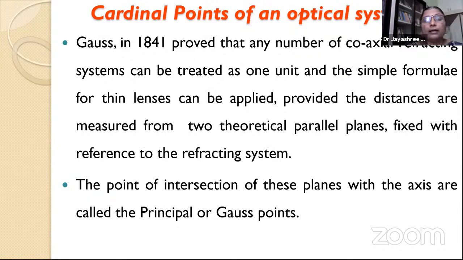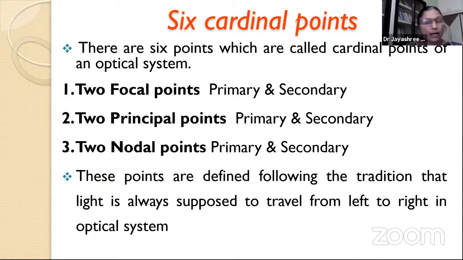And see here, in general, there are 6 cardinal points. What are those? 2 focal points, then 2 principal points, and then 2 nodal points. Amongst the 2 focal points, there are the primary and the secondary. Then again 2 principal points, obviously designated as primary and then secondary. Also 2 nodal points, primary and the secondary.